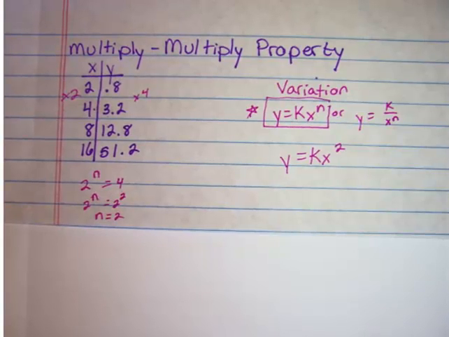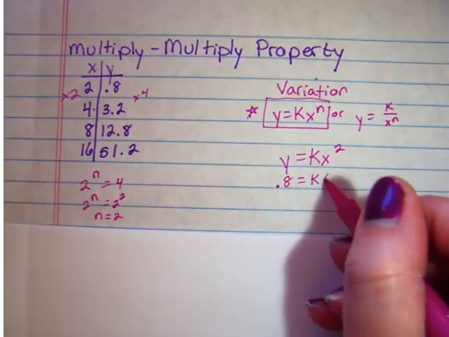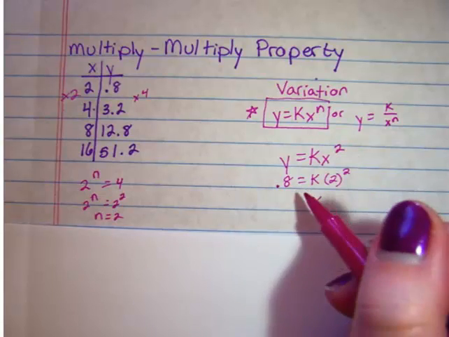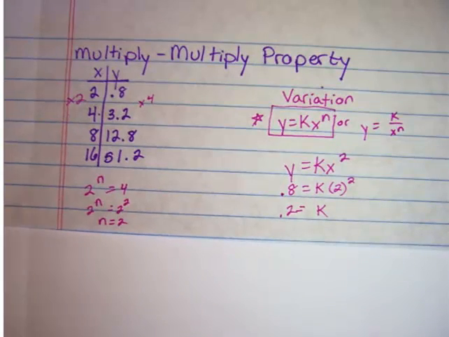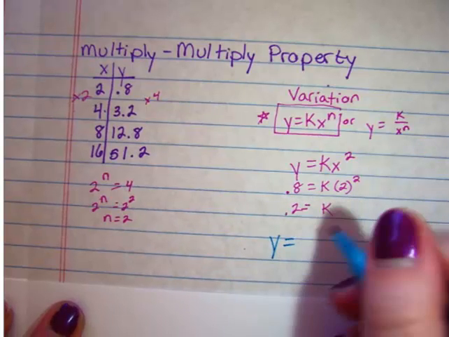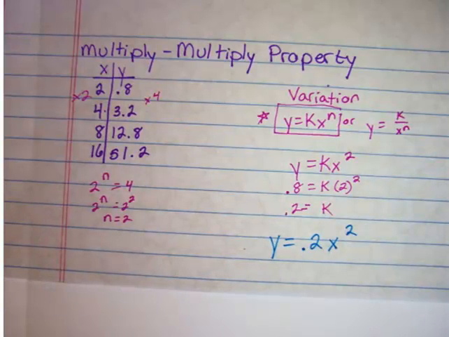So I plug in a specific point. Whichever point makes it easiest for you, I'll just plug in the first point. So 0.8 is my y, equals k times 2 squared, which is 4. Divide both sides by 4. K therefore equals 0.2. So my final equation for this is y equals k, which is 0.2, x squared. So there's my variation equation according to this set of coordinate points.